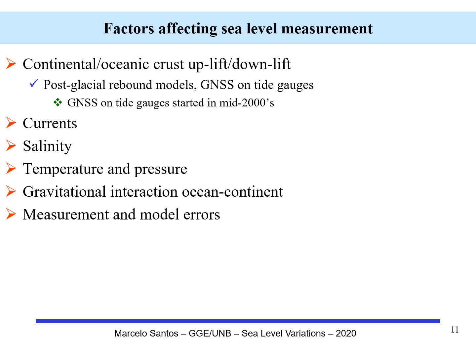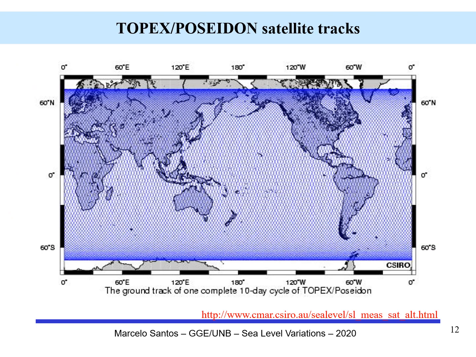Gravitational interaction ocean-continent, meaning difference in continental mass affects sea level, measurement and model errors, for example, electromagnetic bias, uncertainty in satellite altimetry orbit, and atmospheric refraction in satellite altimetry. This figure shows the ground tracks of the Topex Poseidon satellite altimeter over the globe for its 10-day cycle. We can see that satellite altimetry coverage is global in nature.